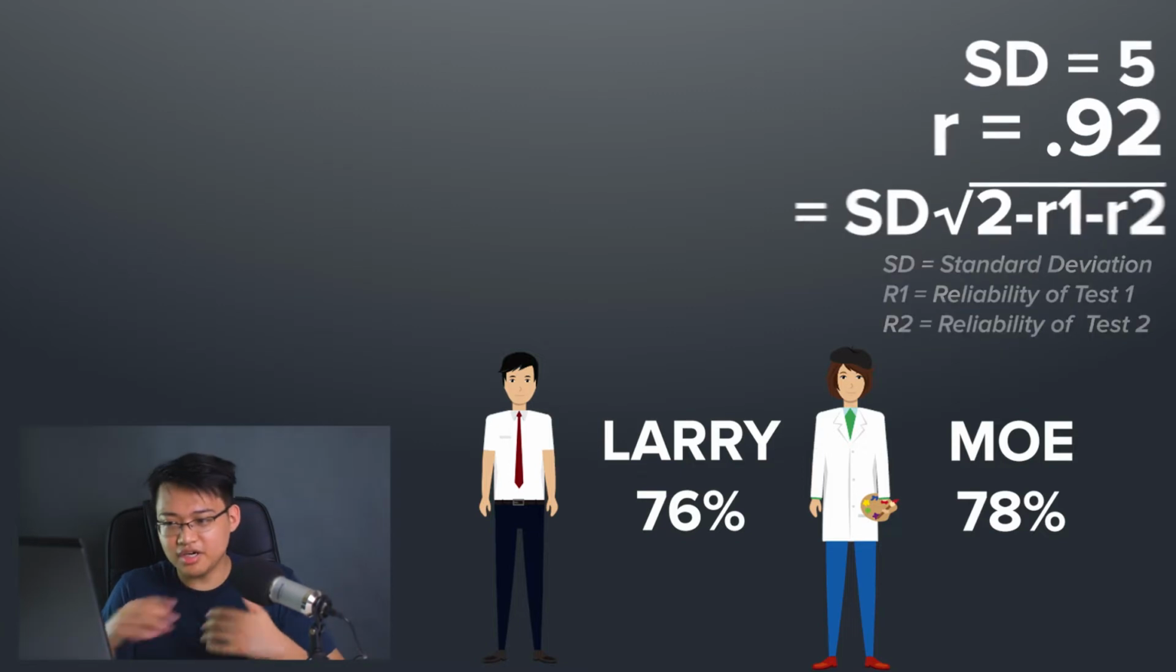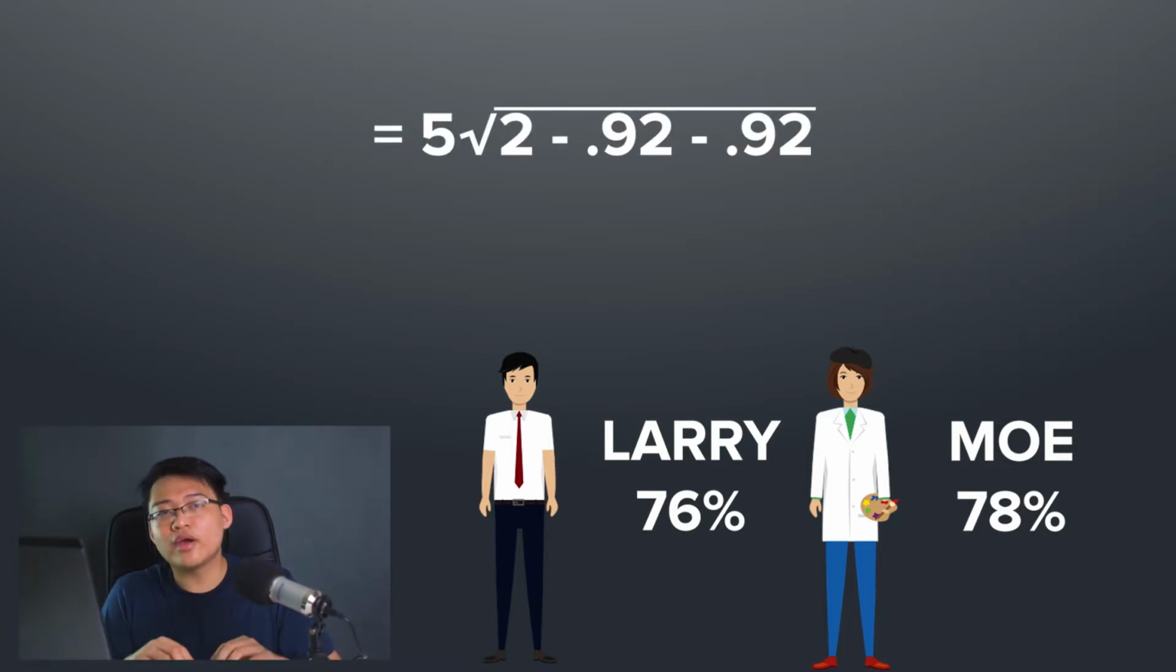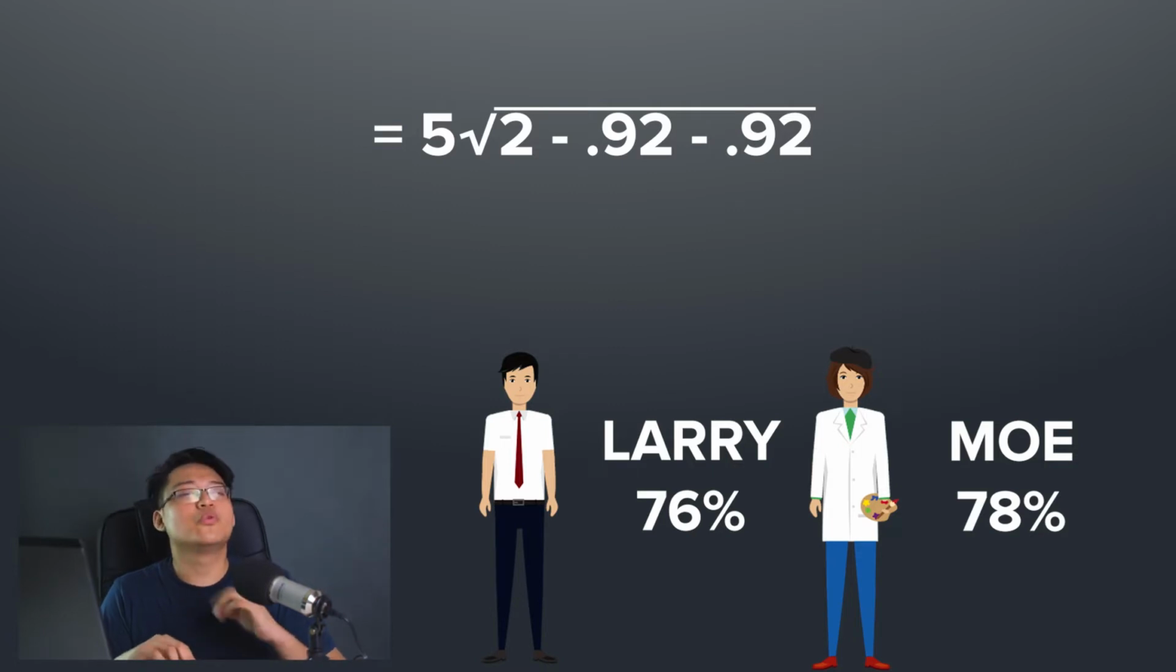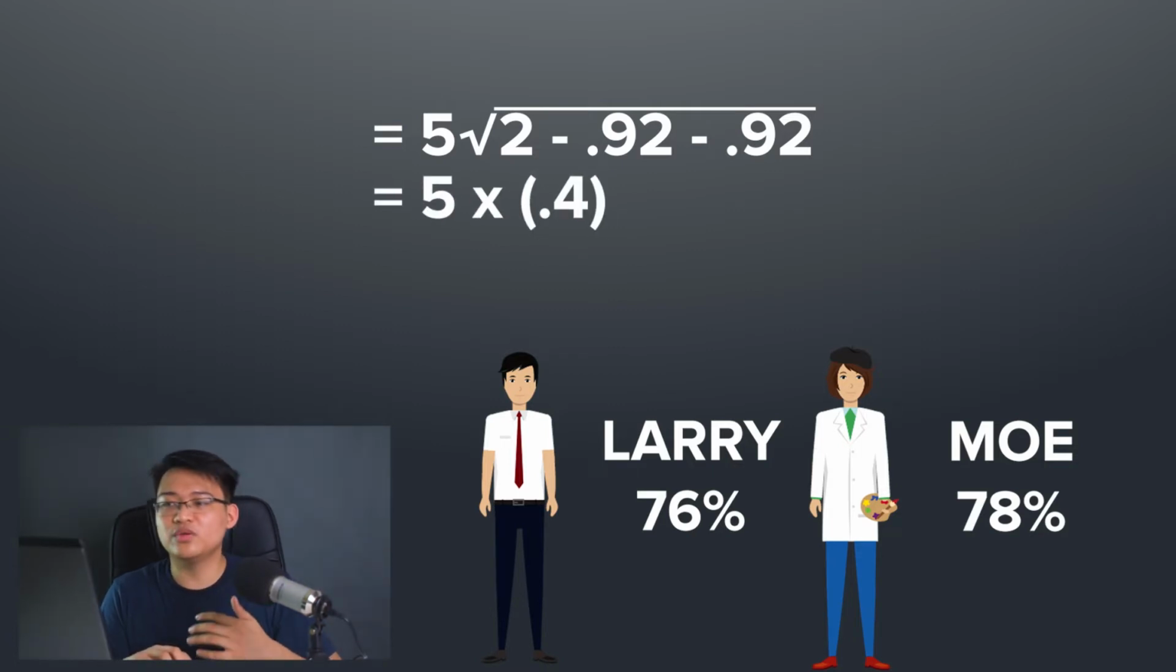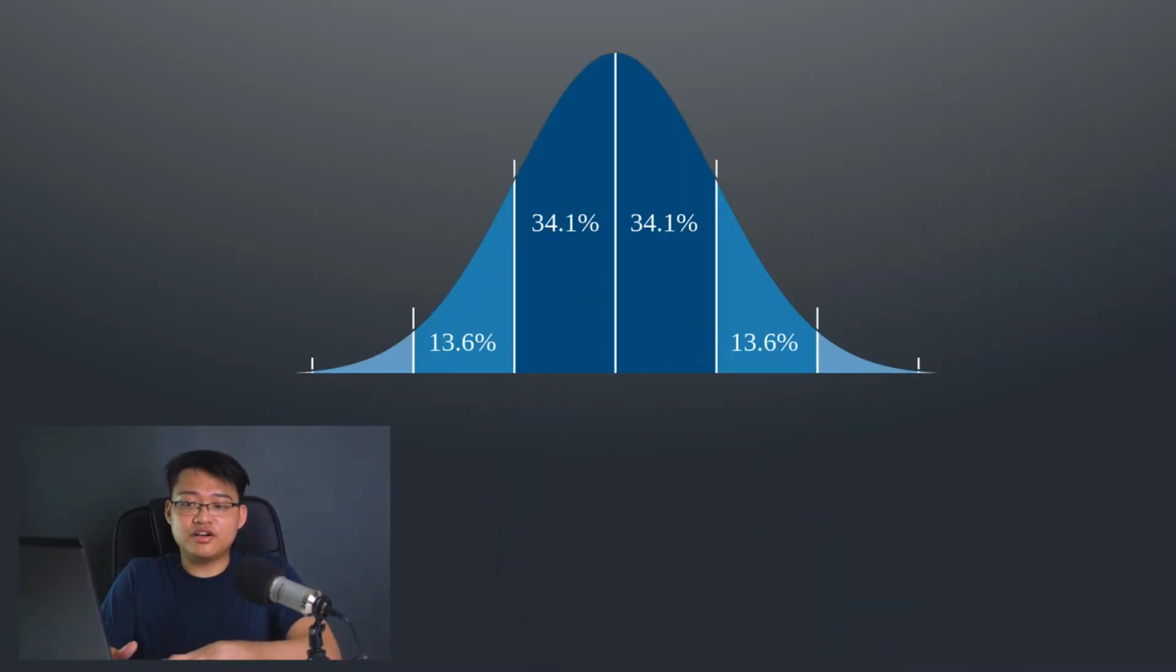So crunching the numbers, 5 times square root of 2 minus 0.92 minus 0.92, we have 5 times 0.4, which is equal to 2. So our SED is equal to 2. But how do we calculate for the confidence interval? Well, for that, we use the normal curve.